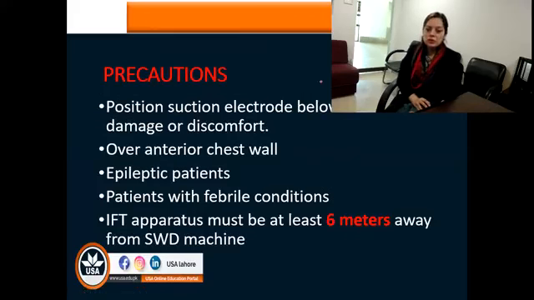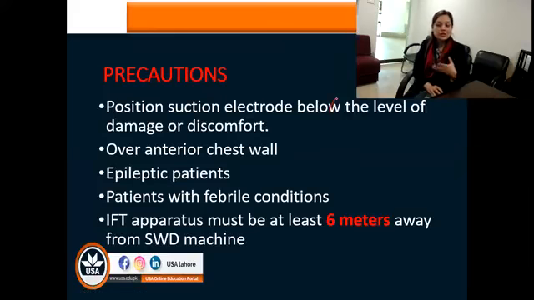The next are the precautions that we need to take when we are going to apply it. Precautions are the conditions in which you need to take some caution. So position the electrodes below the level of the damage or discomfort. You need to apply carefully over the anterior chest wall in epileptic patients. We also need to take caution when the patient is in a febrile condition.